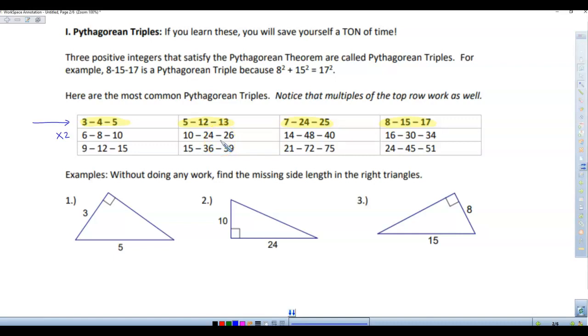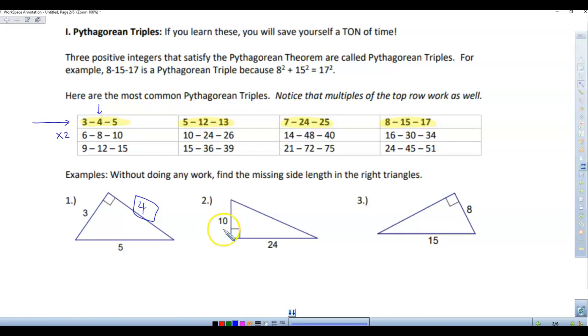Memorize those four basic Pythagorean triples and just know multiples of those will yield Pythagorean triples as well. And the reason this is so helpful is look at example 1 here. Without having to do any work, I can tell you that that missing side length is 4, because 3, 4, 5 is a Pythagorean triple. So if I have one leg of 3 and a hypotenuse of 5, 4 has to be the other leg's length. So notice how quickly I can solve these problems because I know my triples.